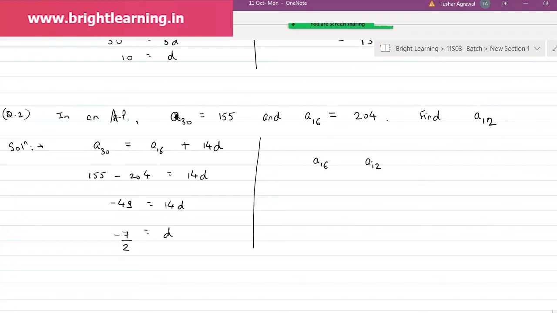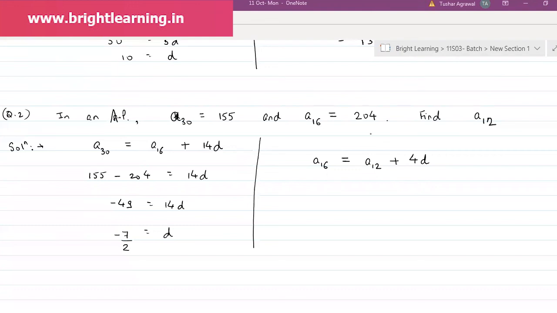A16 and A12. You could have taken with respect to 30 also, but I'm just avoiding huge calculations. With respect to 12 and 16, how are they related? From the 12th position, I have to go ahead 4 jumps. So from the 12th position, adding 4D will lead me to the 16th position. D is negative 7 by 2, not 7 by 2. This addition will always be there, irrespective of whether D is positive, negative, or 0. From the 12th position to the 16th position, it will always be A12 plus 4D equals A16.